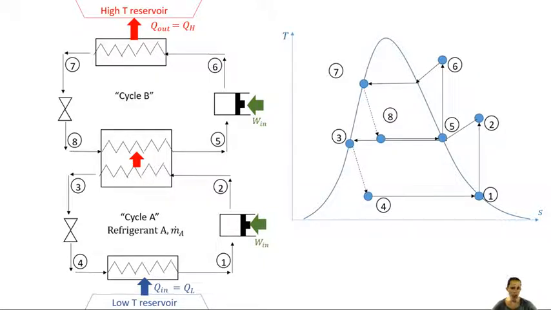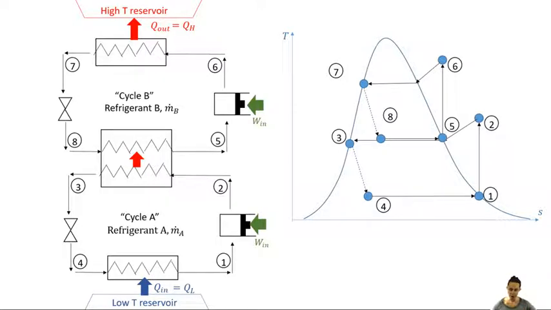And because cycle A is completely separate from cycle B, you can have two different refrigerants. So you might have refrigerant A going with some mass flow rate, m dot A, and refrigerant B, you can have a different refrigerant. So why would you have a different refrigerant? Well, maybe you want to take advantage of the saturation pressures at the desired temperatures of your refrigerant within your cycle. So what I mean is this.